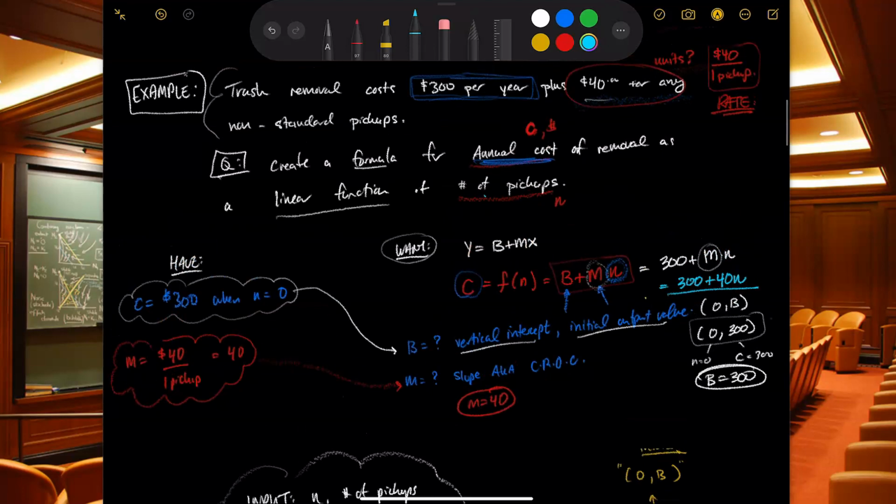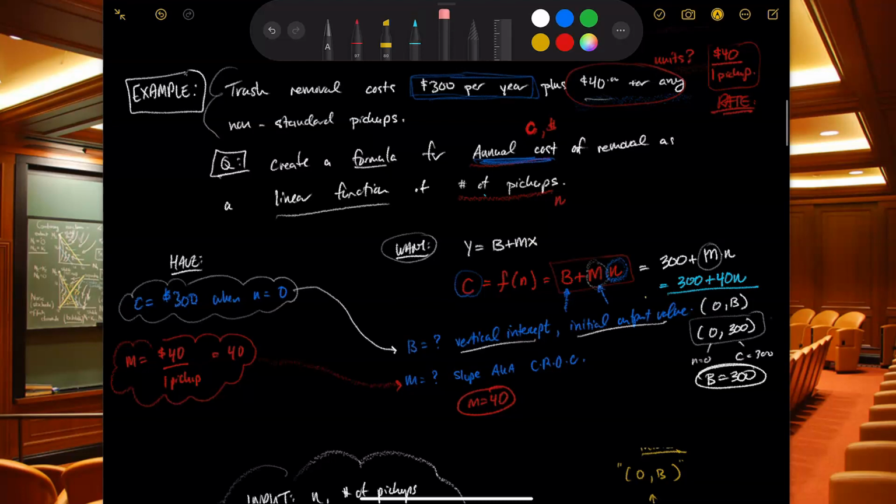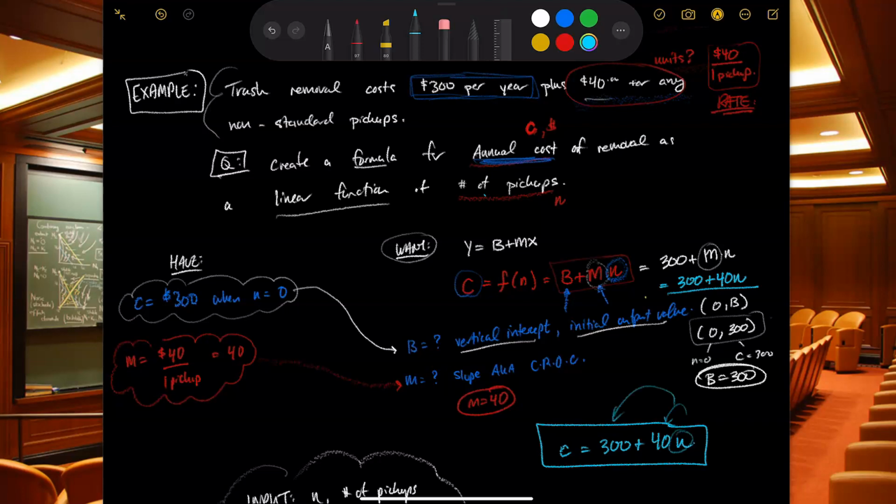And so then we can give ourselves some room, since I've got another example beneath here. Now we've got C equals 300 plus 40n, and I have cost as a function of the number of pickups. So if I had a really crazy year and I had 100 pickups that year, that's going to go in for n and tell me how many dollars are going to be charged for those pickups, plus the 300 for the year, and that will get me my total cost.